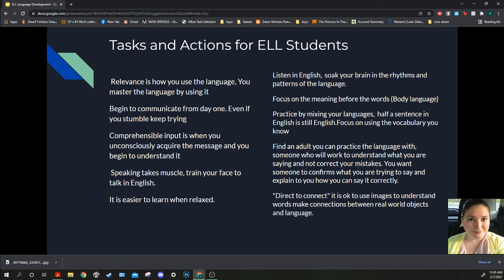Finding an adult you can practice with, someone who will work with you to understand what you are saying and not correct your mistakes. You want someone to confirm what you are trying to say and explain to you how to say it correctly. Direct to connect: it's okay to use images to understand words, making connections between real world objects and language.